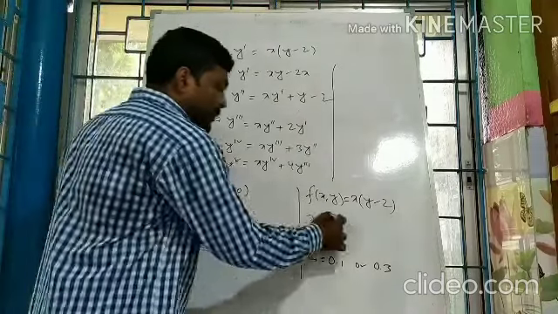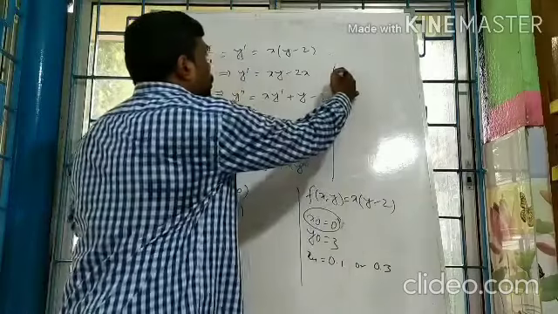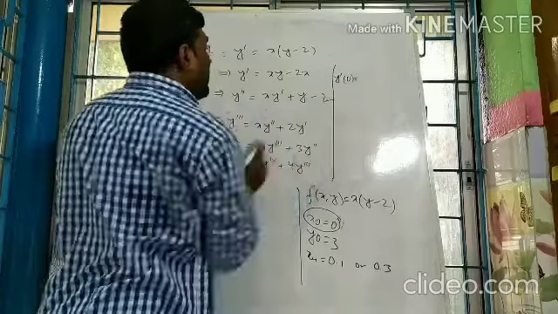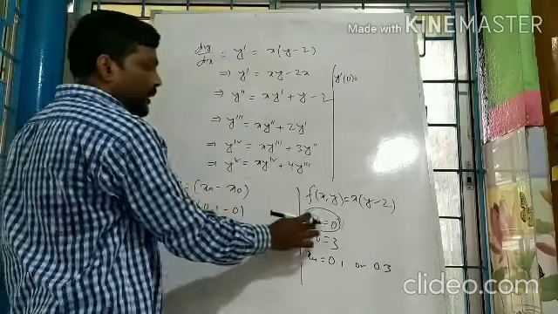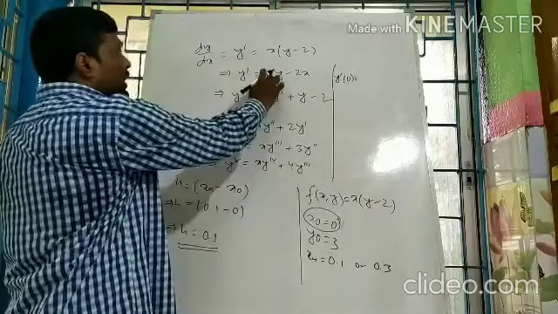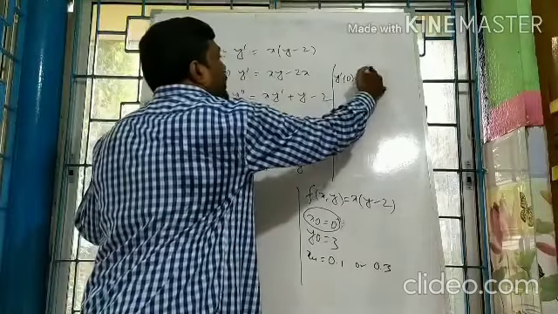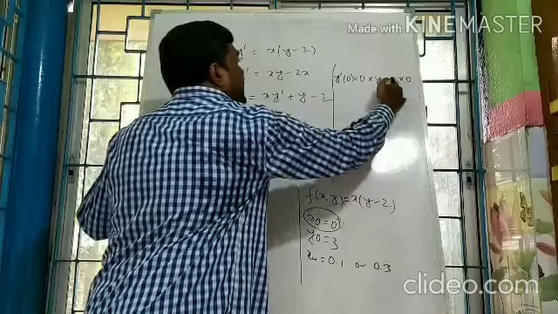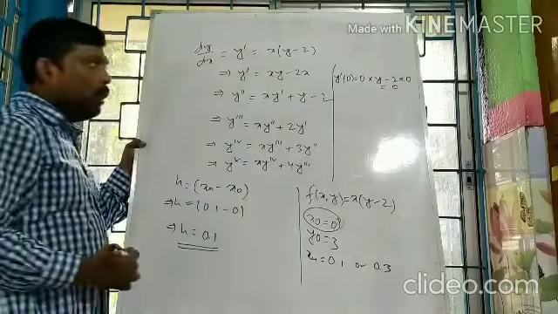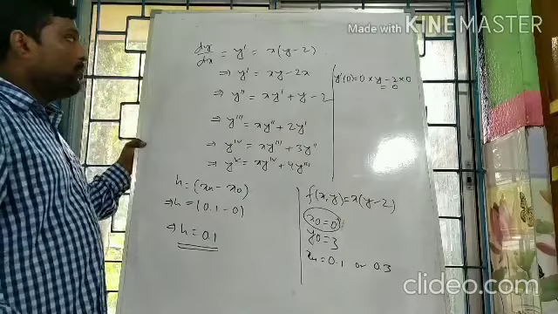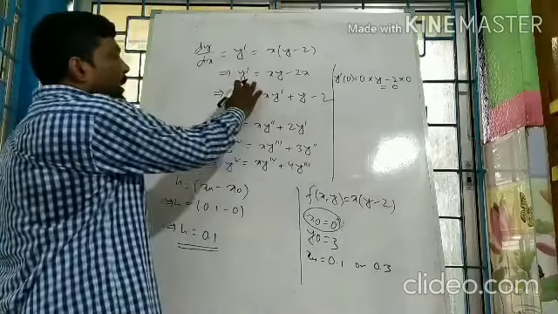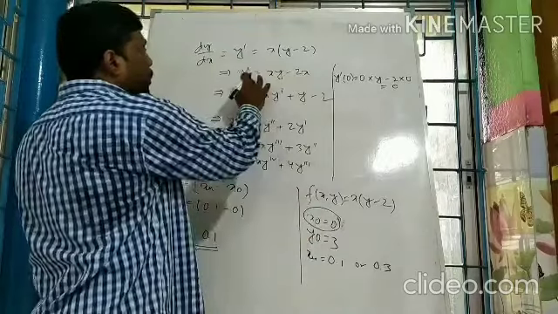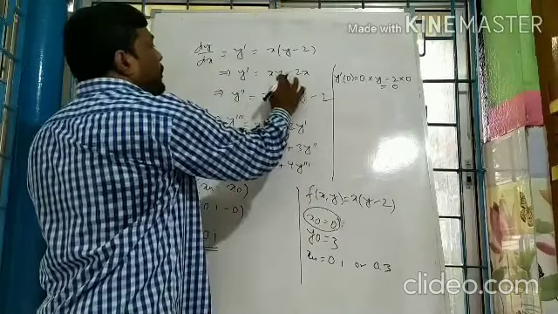Okay, now x0 is 0. So y'(0): just put x equals 0. So it is 0 into y minus 2 into 0, so it is 0. So y'(0) is 0. When x equals 0, y'(0) equals 0 into y minus 2 into 0.